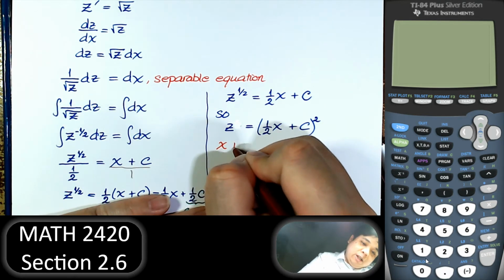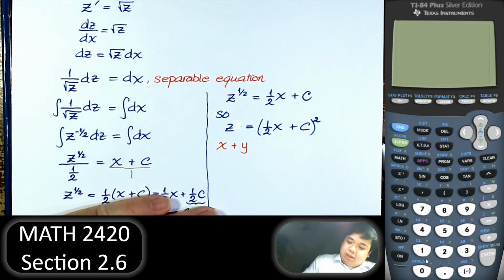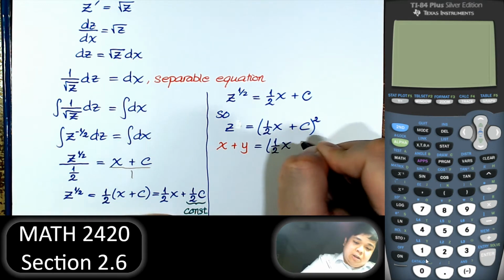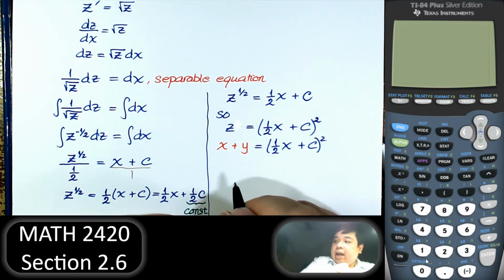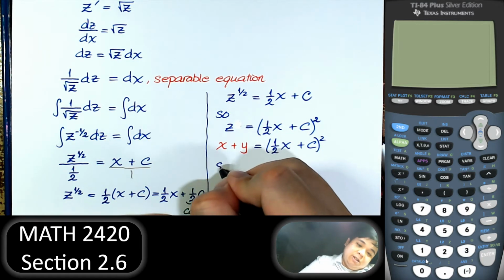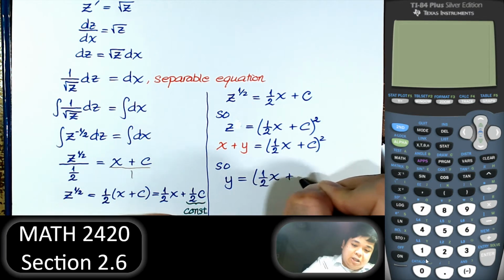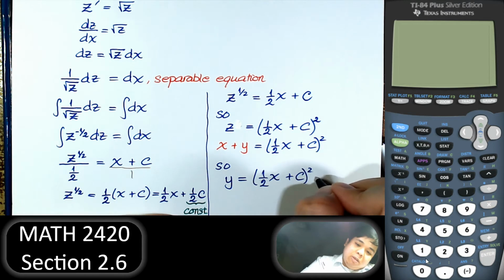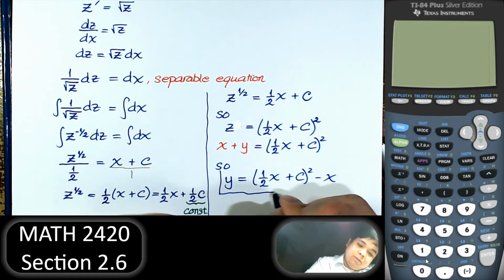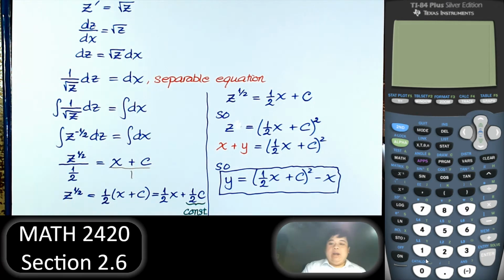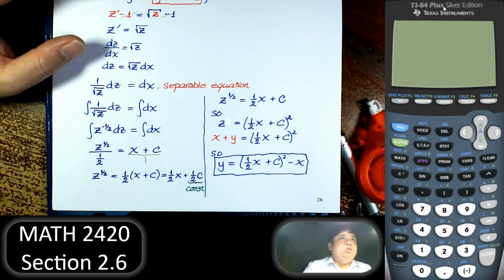So x plus y equals 1/2 x plus c, squared, and we can just subtract x on the other side. So y equals 1/2 x plus c, squared, minus x. So that's what we have. Right. Let me zoom out so you can see the whole problem.